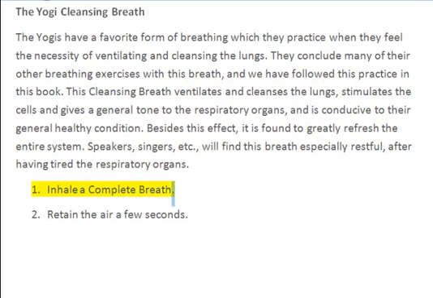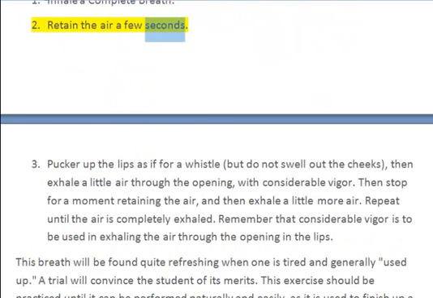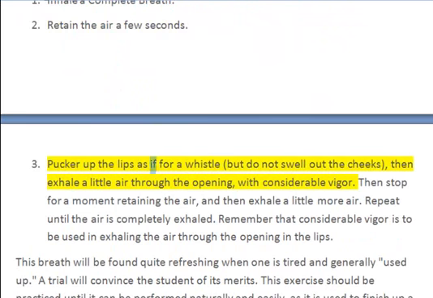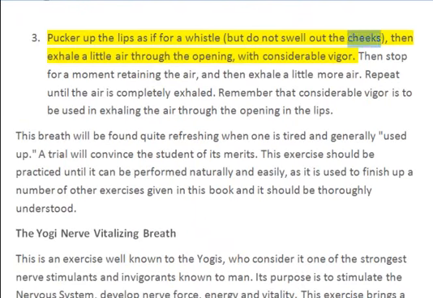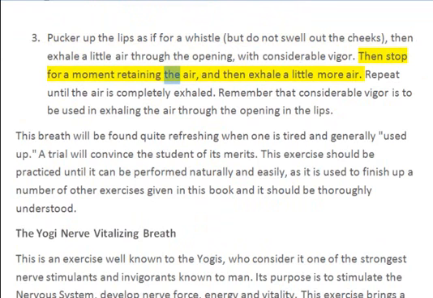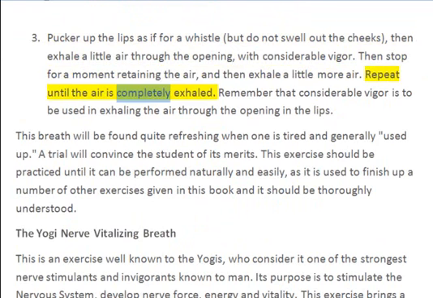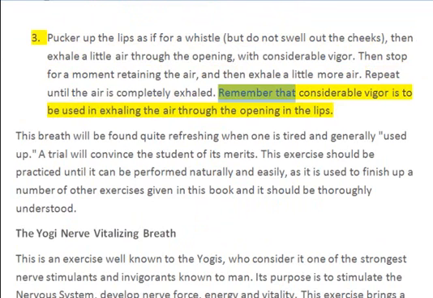Inhale a complete breath. Retain the air a few seconds. Pucker up the lips as if for a whistle, but do not swell out the cheeks, then exhale a little air through the opening, with considerable vigor. Then stop for a moment retaining the air, and then exhale a little more air. Repeat until the air is completely exhaled. Remember that considerable vigor is to be used in exhaling the air through the opening in the lips.